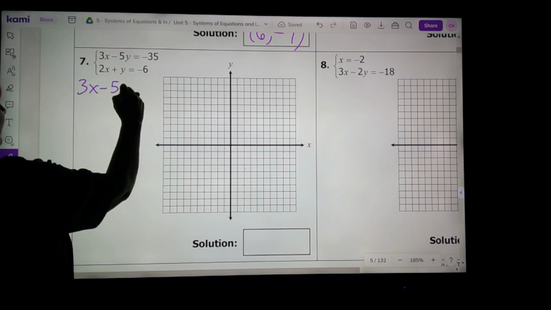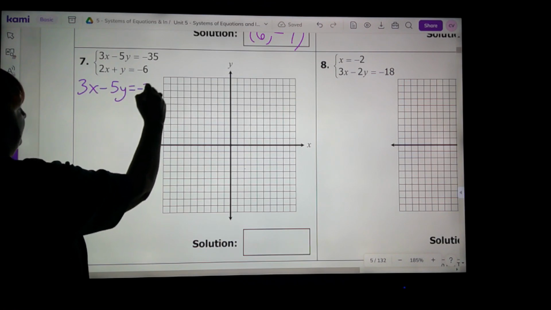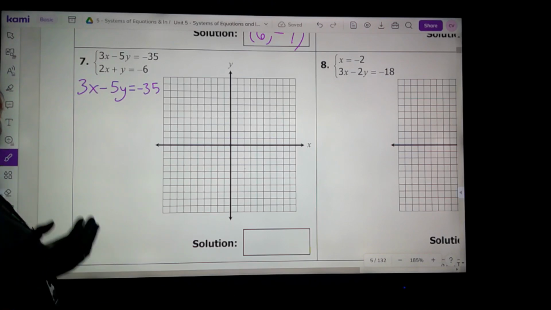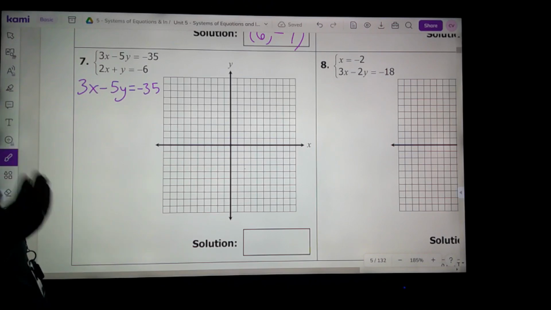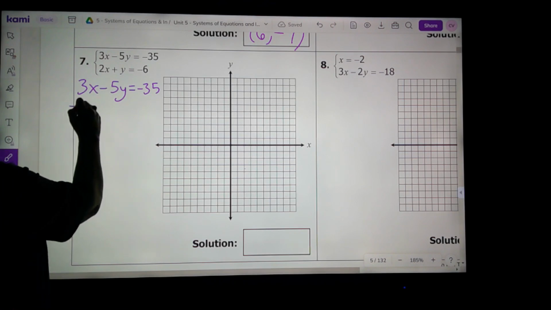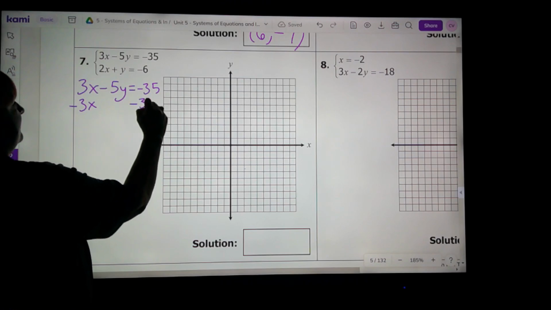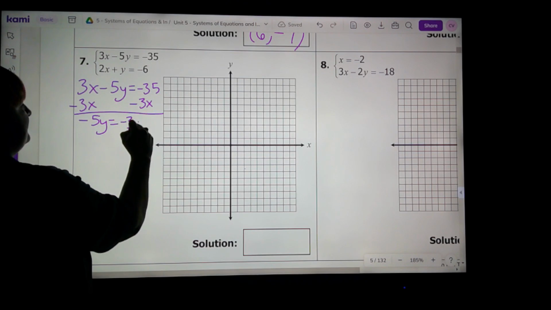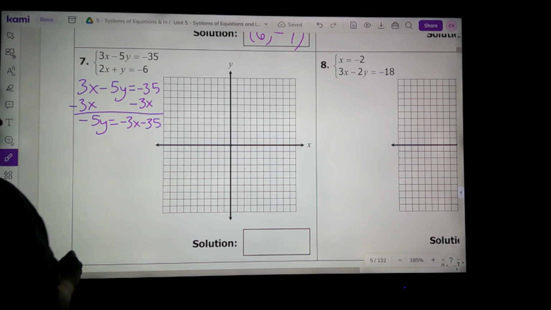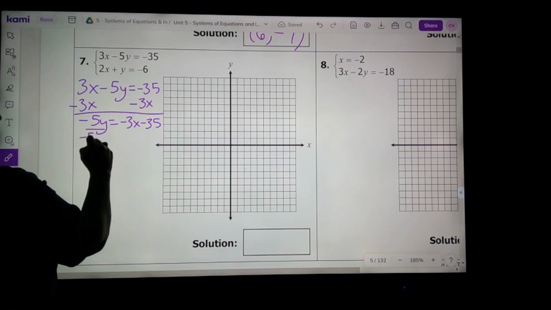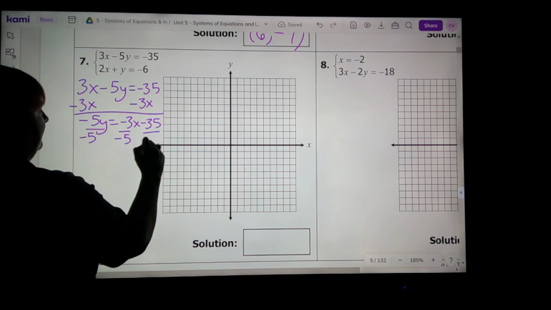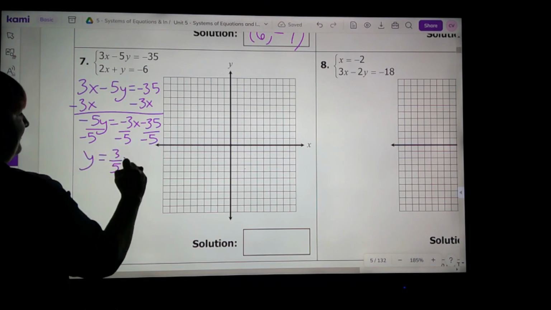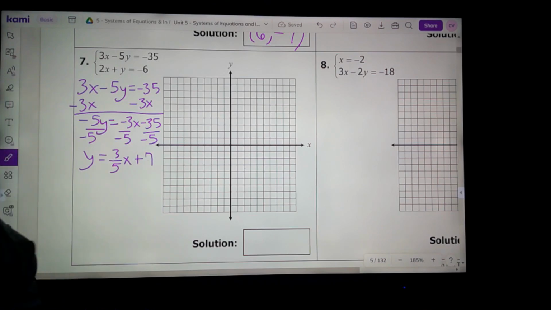3x minus 5y. The first thing you should ask yourself is, is this in slope-intercept form? If it's not, what do I need to do to get it to slope-intercept form? I'm going to subtract 3x. Leaves me with negative 5y equals negative 3x minus 35. Divide by negative 5. Y equals 3 over 5x plus 7.